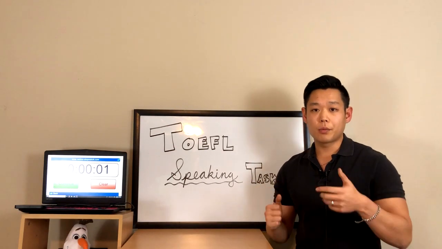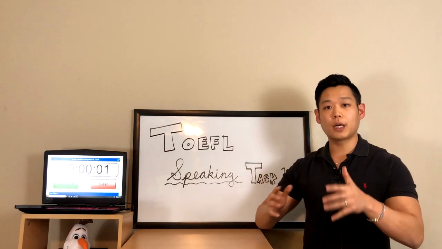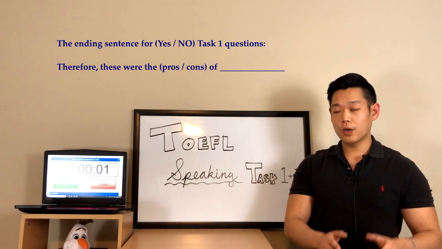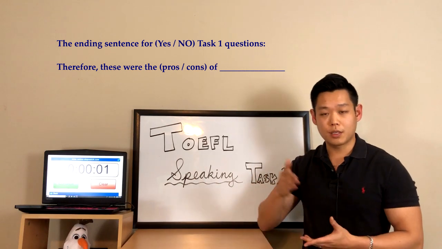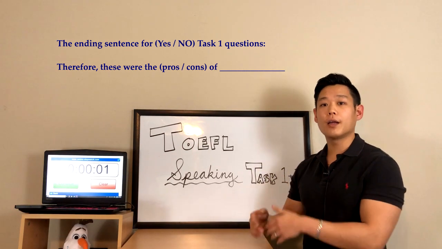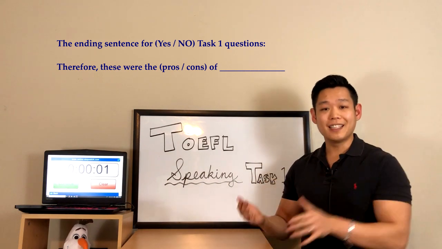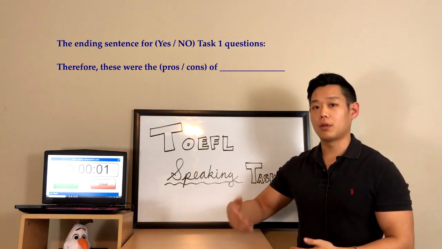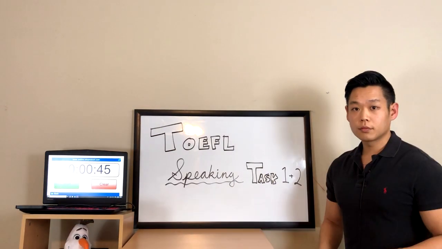Now, just in case some of you guys are faster speakers than me, which by the way is kind of concerning, but just in case you guys had a lot of time left, for this type of question, you should have said, therefore, these were the pros of requiring students to evaluate their professors at the end of the semester, okay? That's what your ending sentence would have been if you had more than 5 seconds left, all right? So, if you said no to these questions, the ending sentence would have been, therefore, these were the cons of blah, blah, blah. Okay? All right, now let's move on to task 2.